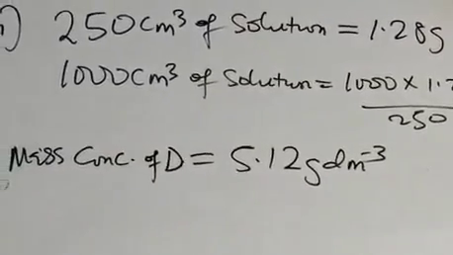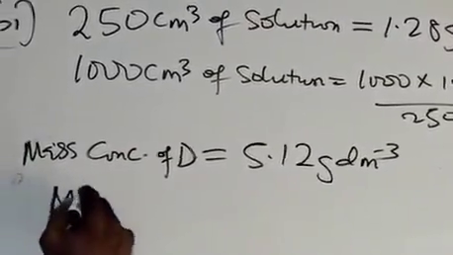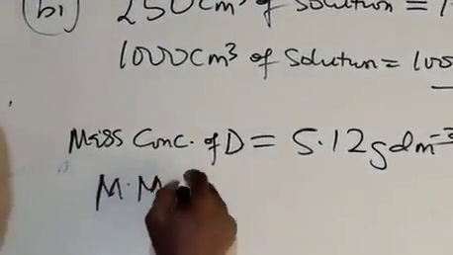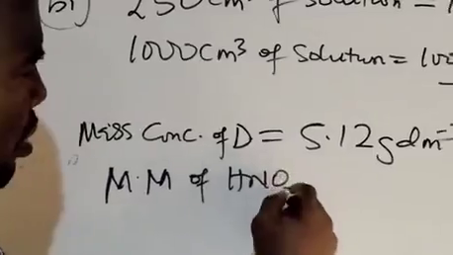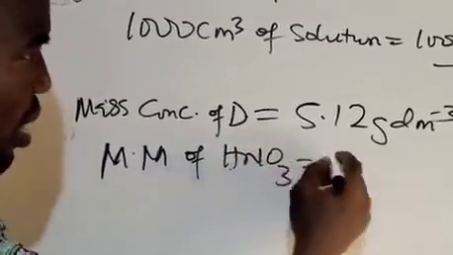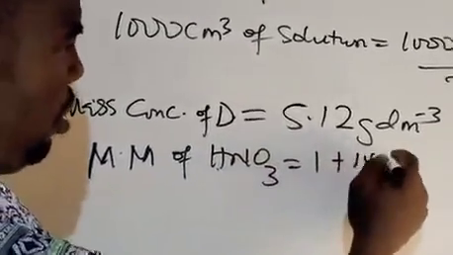So find the molar mass of the acid. The molar mass, or the molecular mass, of the acid HNO3 is, with the mass values given to you in brackets, hydrogen 1, nitrogen 14, oxygen 16.